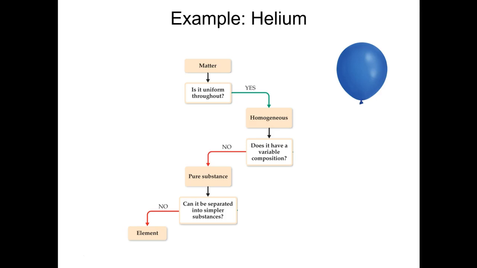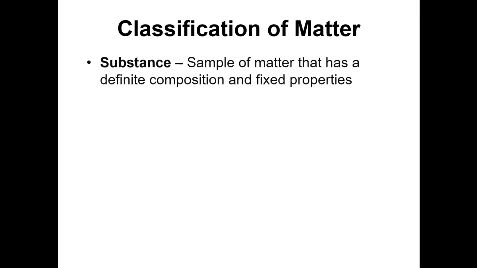Let's now do this a slightly different way, which is to start by defining some things. So I'm going to go back to the slide that I had that had some words on it, and now we're going to give some definitions to some of those terms. A substance would be defined as a sample of matter that has a definite composition and fixed properties. And so water fits this description because it has that definite composition of H2O, and it has fixed properties. Pure water has a fixed boiling point, a fixed melting point. At a given temperature, it has a constant density.